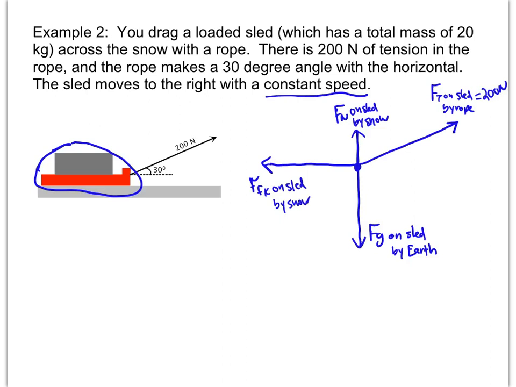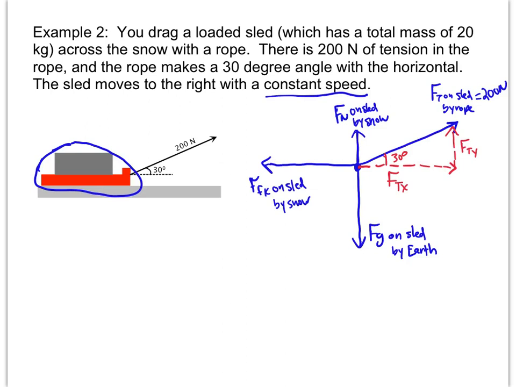Next thing we'll want to do is identify any diagonal vectors that need to be broken down into components. So we've got the tension, which is clearly diagonal. We're going to draw the x component. We'll call it Ftx. And we've also got the y component, which is Fty up here. And let's label the angle of 30, which goes down here.